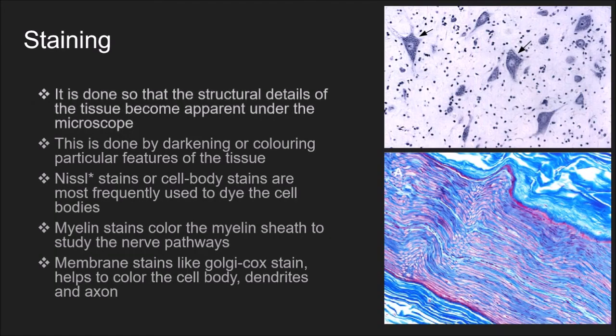Staining. It is done so that the structural details of the tissue become apparent under the microscope. This is done by darkening or coloring particular features of the tissue. Nissl stains or cell body stains are most frequently used to dye the cell bodies. On your top right, you can see two neurons with well-stained Nissl bodies indicated by arrows.